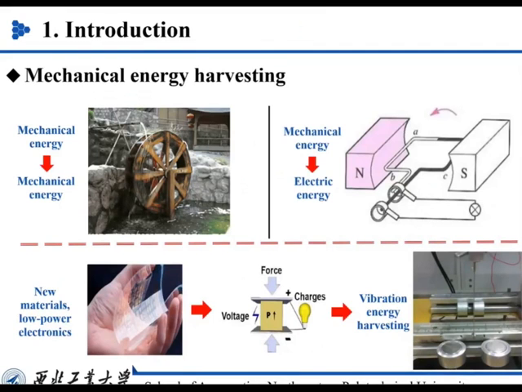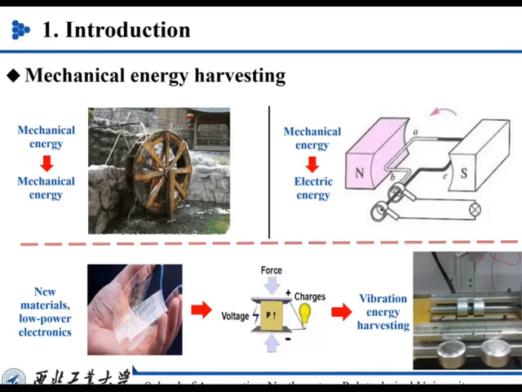In the ancient period, people translated mechanical energy into mechanical energy. That means they used the ambient mechanical energy, for example, to power the water wheel. In modern times, based on the electromagnetic effect, we can convert mechanical energy into electric energy. That will be in a very big size.